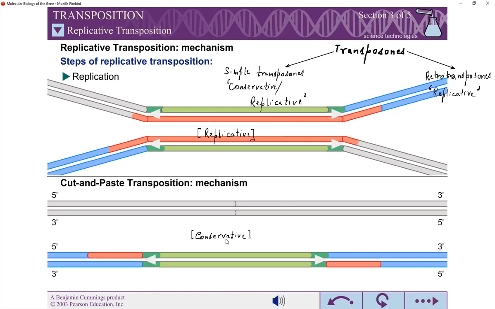Now, the attack that has taken place leads to the formation of target site DNA which has been duplicated. Here there is a target site DNA that has been duplicated. Okay, this target site has been duplicated and here there is a conservative mechanism where no duplication of the target site has taken place.